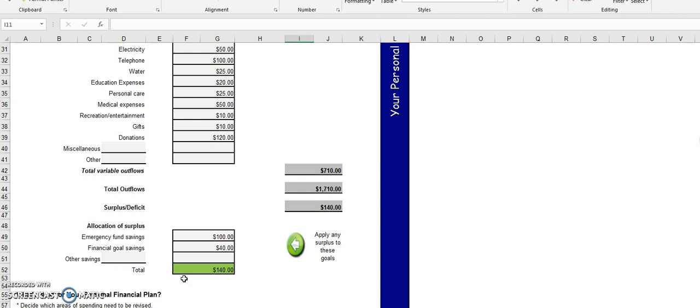Now, obviously, sometimes the expenses might be more than income. And if that's the case, there is no surplus. There's no need to allocate surplus.